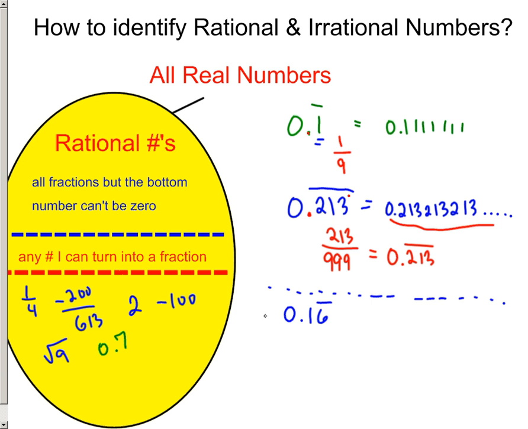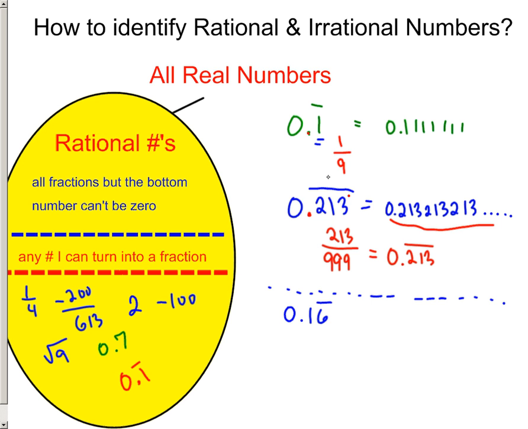And that trick does not work for this one because the repeating bar doesn't cover everything right here. I don't want to get into it. Usually it would take at least two days to get people somewhat comfortable with it. But I can turn this into a fraction, so any repeating decimal is rational.